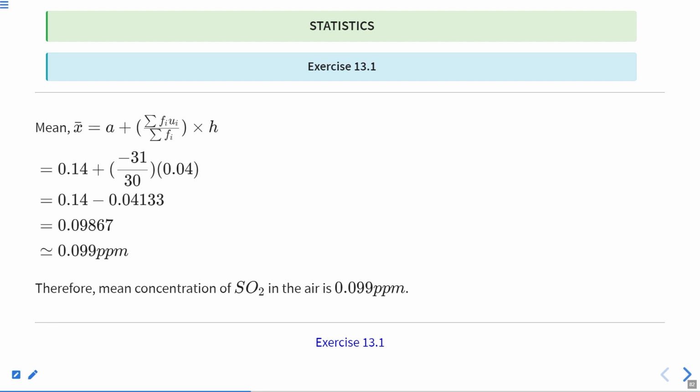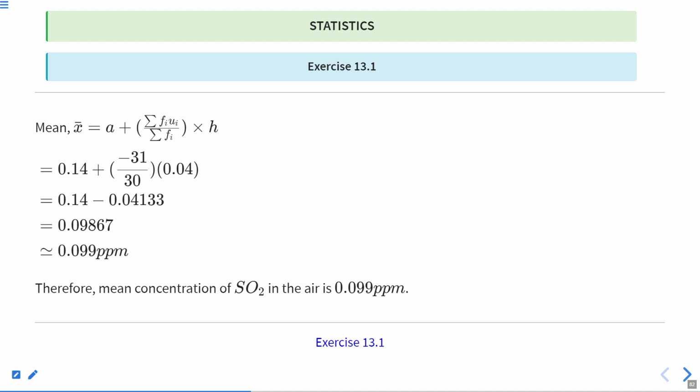that is equal to 0.14 plus (minus 31 divided by 30) times 0.04, that is equal to 0.14 minus 0.04133, and this is approximately equal to 0.098. This is equal to 0.09867, and approximately equal to 0.099 parts per million.